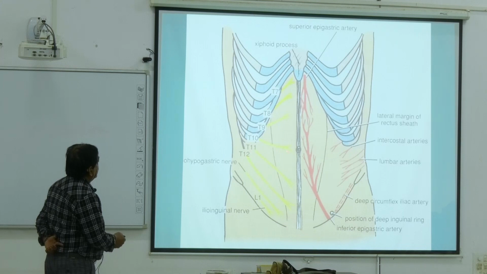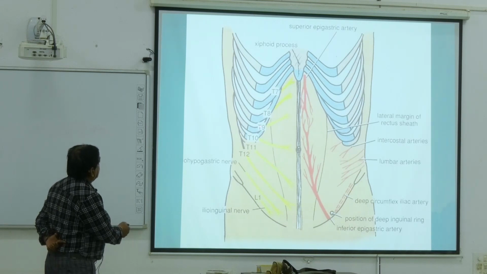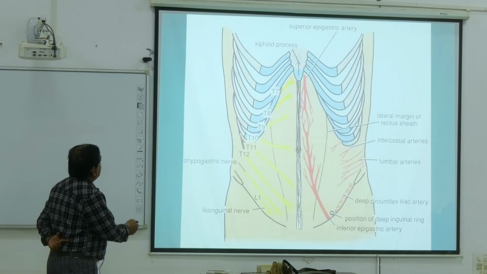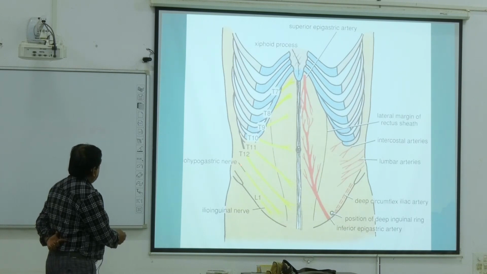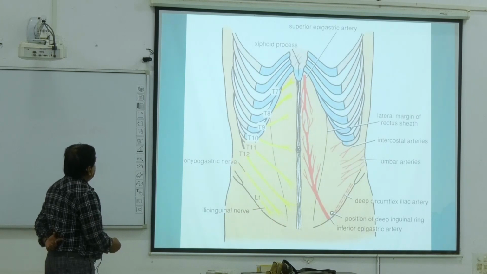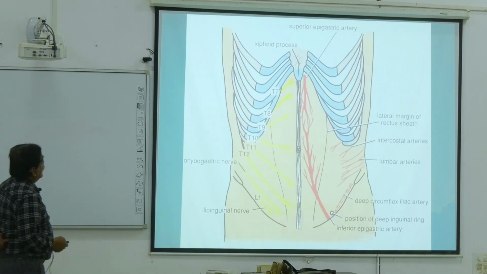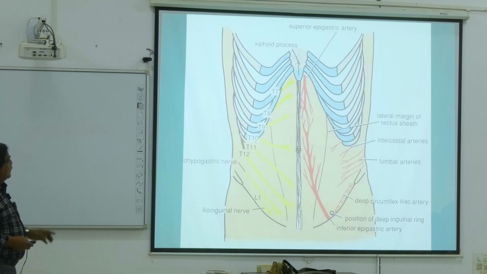And see the nerves, the T7, T8, T9, T10, T11, T12, and number 1, the hypogastric nerve, ilioinguinal nerve. Now, that's why the ramification of the nerves are there.